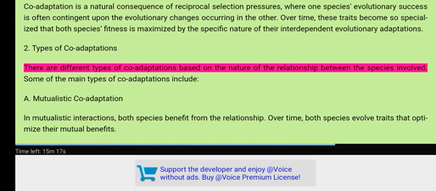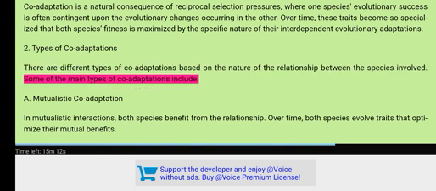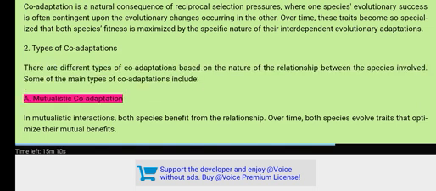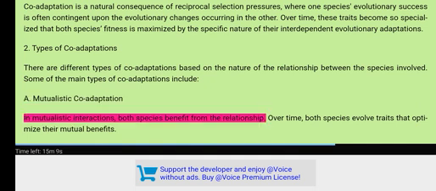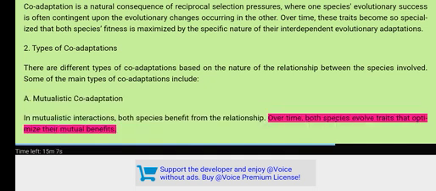2. Types of co-adaptations. There are different types of co-adaptations based on the nature of the relationship between the species involved. Some of the main types of co-adaptations include A. Mutualistic co-adaptation. In mutualistic interactions, both species benefit from the relationship. Over time, both species evolve traits that optimize their mutual benefits.